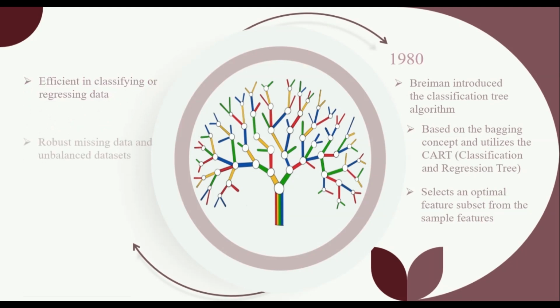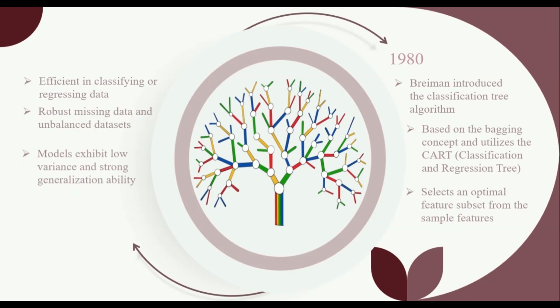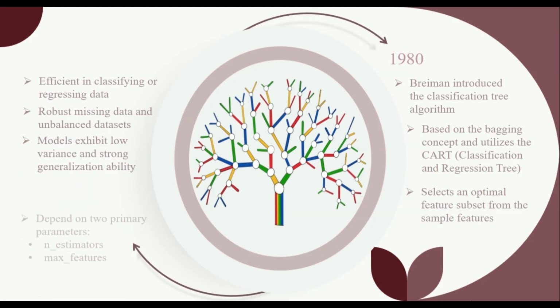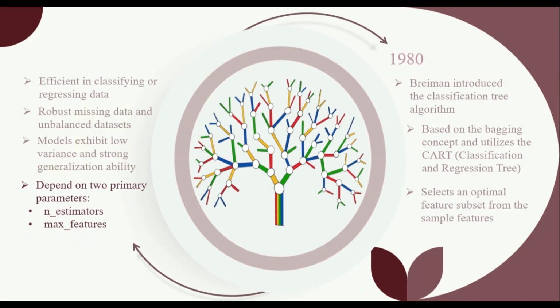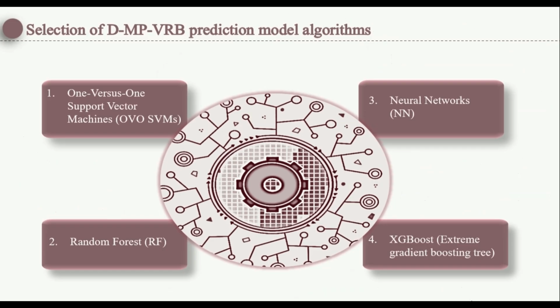It is robust to missing data and unbalanced datasets, with strong processing capabilities for high-dimensional data, leading to high calculation accuracy. Trained RF models exhibit low variance and strong generalization, with highly parallelized training processes for faster speed. Key parameters for establishing the D-MP-VRB prediction model with RF include N estimators, determining the number of trees in the forest, and max features, specifying the maximum number of features considered for splitting to balance variance and bias. Moving on, let's explore the next algorithm.